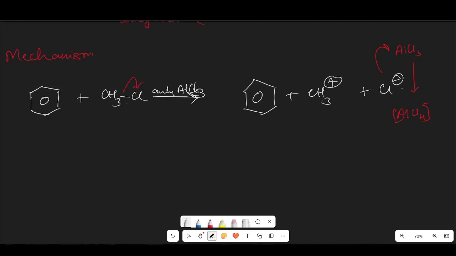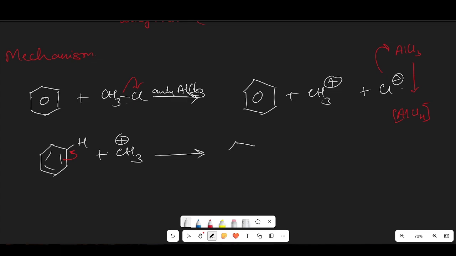Your second step will be this attack here. So we have benzene. I'm going to write all the bonds because I'm going to need to show you all the bonds. The positive charge, this is a carbocation. This will react. This pi bond transfers again here.